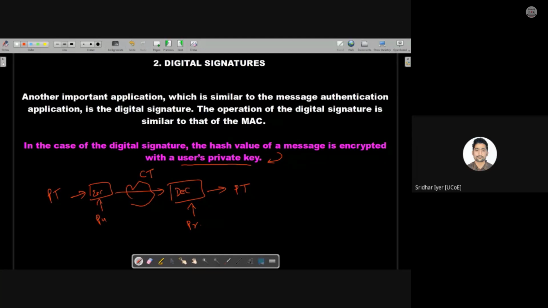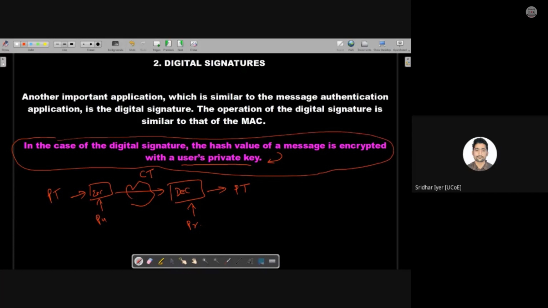This is what generally happens in a public key crypto system, or asymmetric key crypto system. Yes or no? Come on, let me know your answers. Fine. So how is a digital signature different from the existing public key crypto systems? The only difference is that instead of encrypting with the public key, the encryption happens with the private key. This statement says that in the case of a digital signature, the hash value of a message is encrypted with a user's private key. Is it clear now?